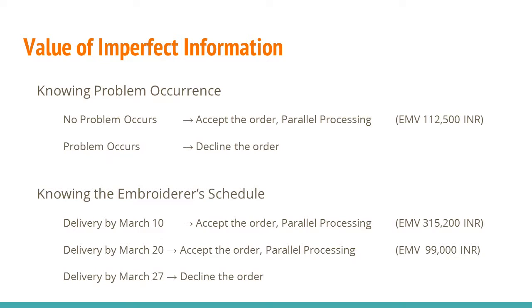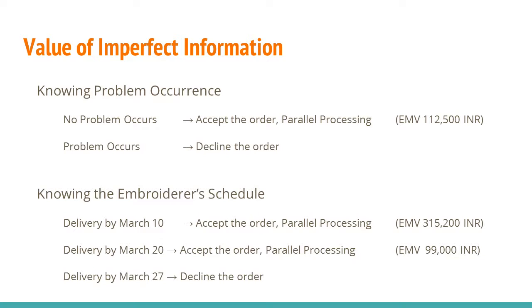However, in many cases, what we do have access to is imperfect information. This is information that does not completely eliminate uncertainty but reduces it. In essence, the decision maker is prepared for the impact of possible outcomes.